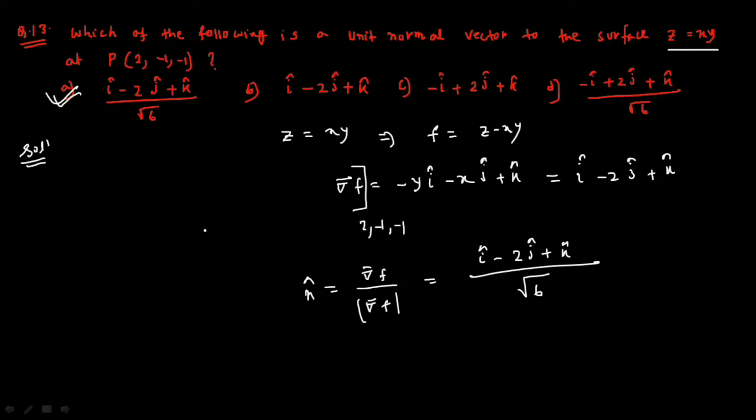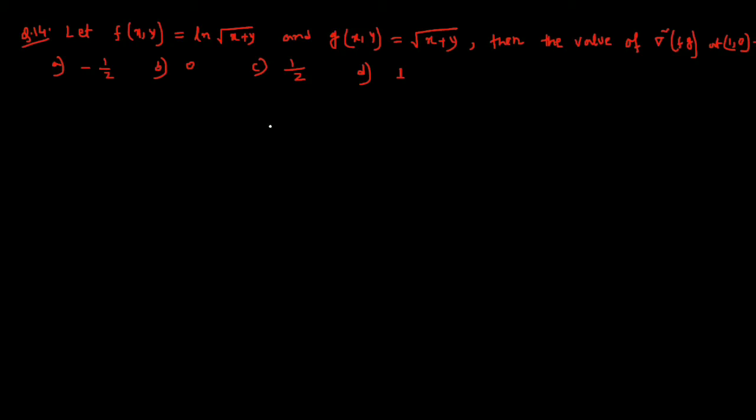This is a very easy problem. Next, let's move to the next question. Here f of x,y is given as ln root x plus y, and g of x,y is also given as root x plus y. Then you have to find the value of del square fg at (1, 0). So what will be fg? First let me find out fg.